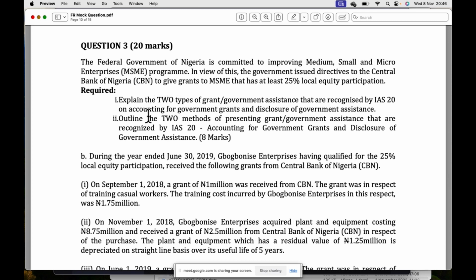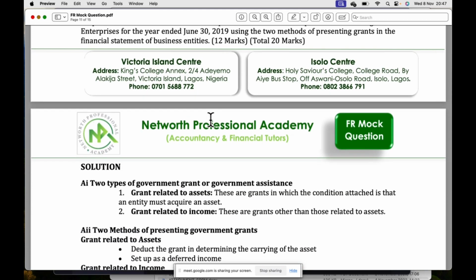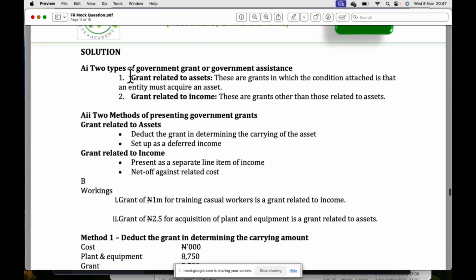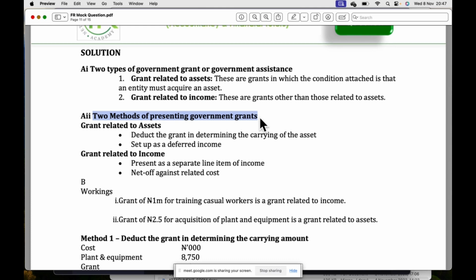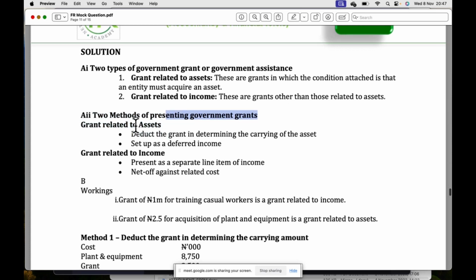Explain the two types. The second one says outline the two methods of presenting grants or government assistance that are recognized by IAS 20. Okay, so this one covers the accounting itself. So you see, these two types of government grants, grants related to assets, grants related to income, there are two methods of presenting them in the books. There are two methods. The first one, which is grant related to assets.